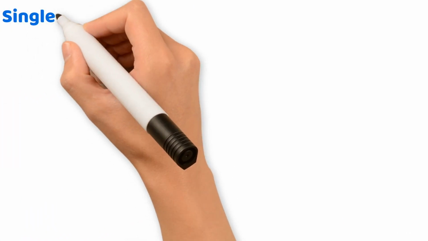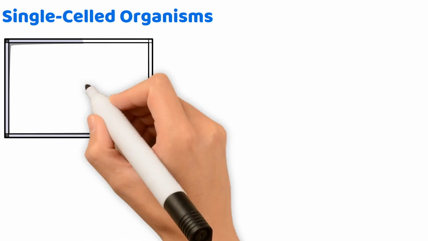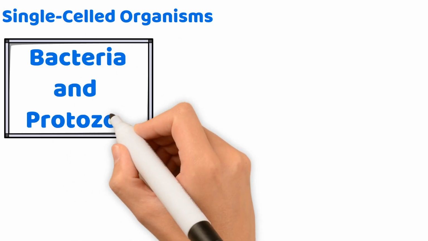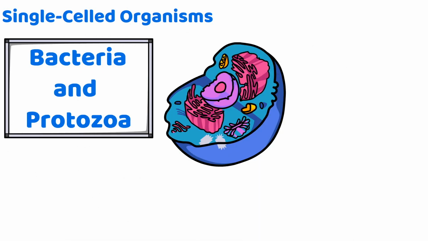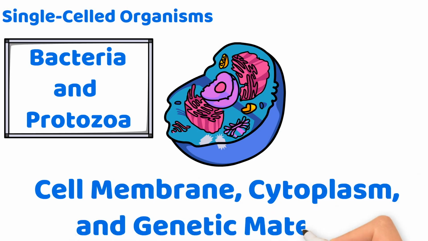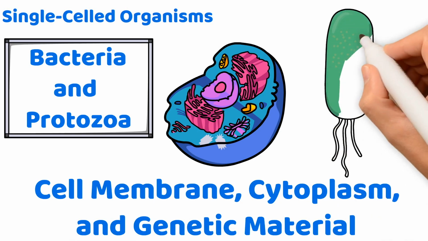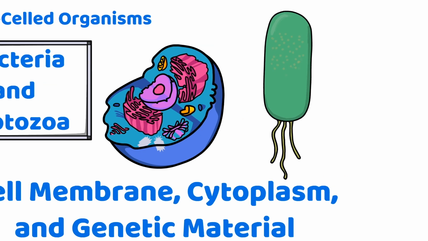First up, single-celled organisms, the simplest form of life. These tiny powerhouses like bacteria and protozoa perform all life processes within one cell. They have a cell membrane, cytoplasm, and genetic material. Some even sport flagella or cilia for movement.